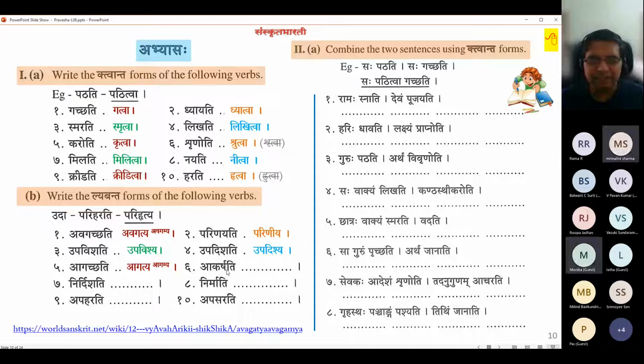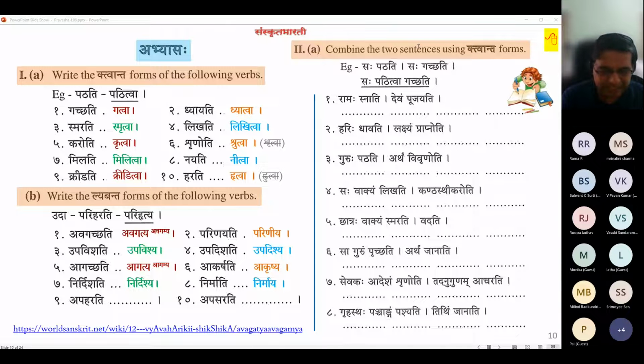Akarshati. Akrishya. Krishya. So kar becomes kr, back to its original kr dhatu. Akrishya. Nirdishati. Nirdishya. Correct. Nirmati. Nirmitya, nirmatya, nirmapya. Sounds again like agatya, agamya. To my mind, nirmatya, nirmapya. I have heard a lot of nirmapya. So nirmaya. Either is incorrect. So tough. Dhatus are tough. Nirmaya is the form. My God.